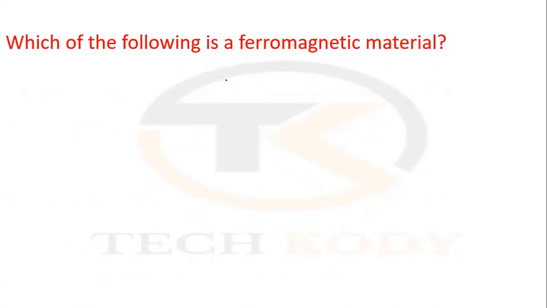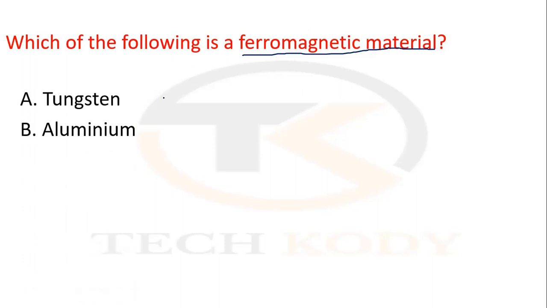Which of the following is a ferromagnetic material? Ferromagnetic material is the keyword that helps you find the answer in the options. The options given are tungsten, aluminum, copper, and nickel. From these options, the ferromagnetic material is nickel.